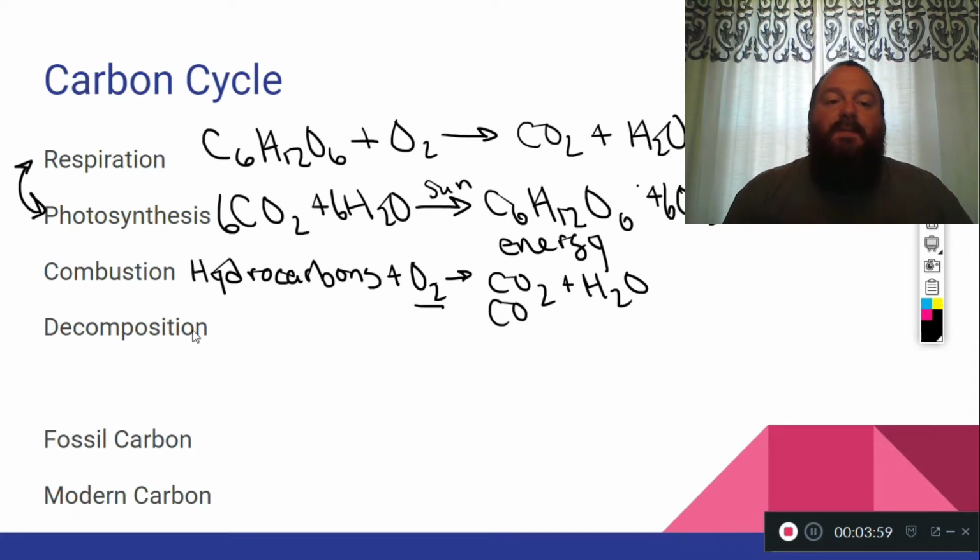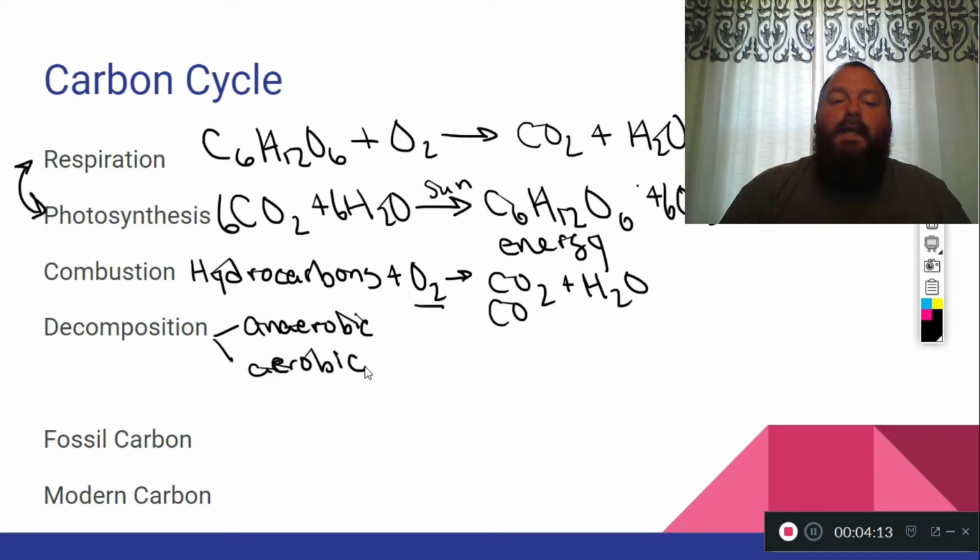The last one is decomposition. Decomposition is nothing more than respiration, but it's important to note we have 2 different types. We have anaerobic and we have aerobic. Take a second, think about what anaerobic and aerobic mean.